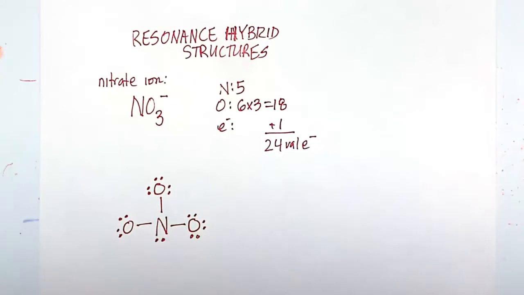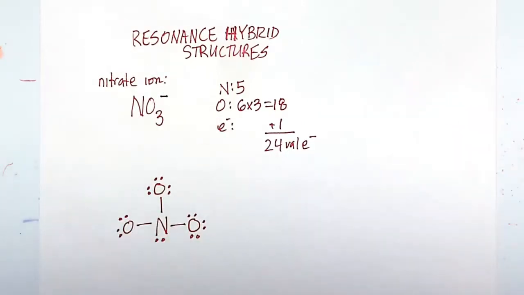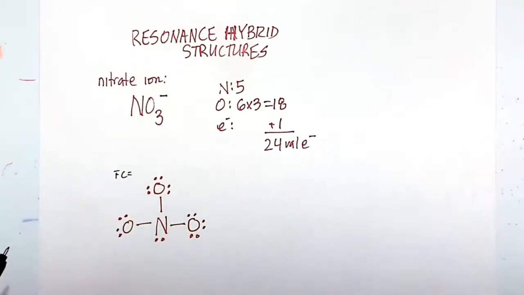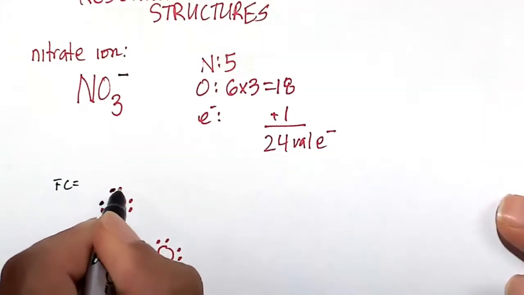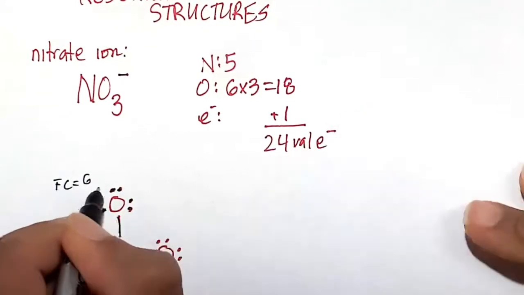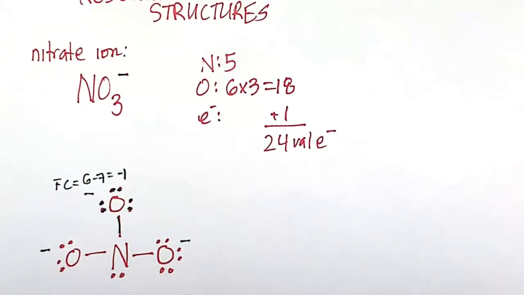Okay, so something doesn't look right here. One thing is we have a negative, -1 charge on the whole nitrate ion. Calculating the formal charge on just one of the oxygens, we see 1, 2, 3, 4, 5, 6, 7. Oxygen is happy at 6. 6 minus 7 is -1. We have a formal charge of -1 here, but it's also -1 here, and -1 there as well. So that's not very good.